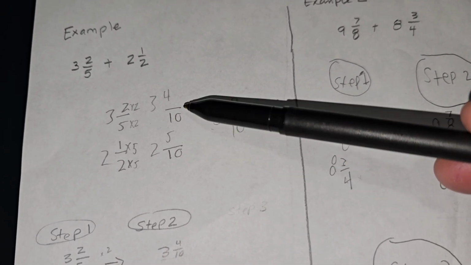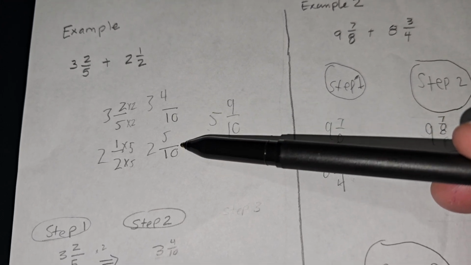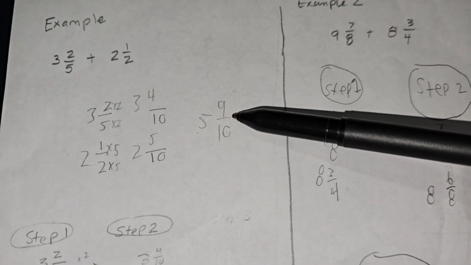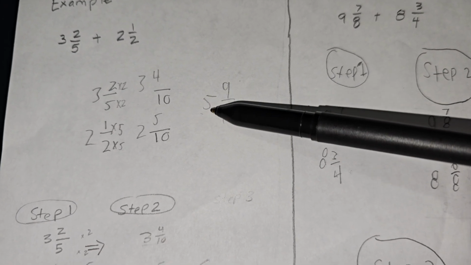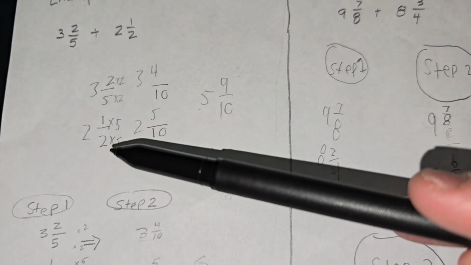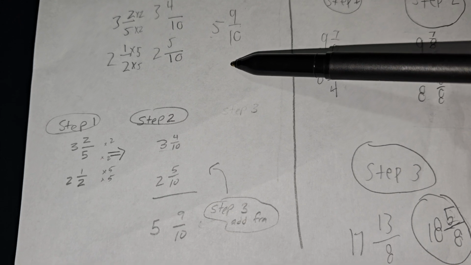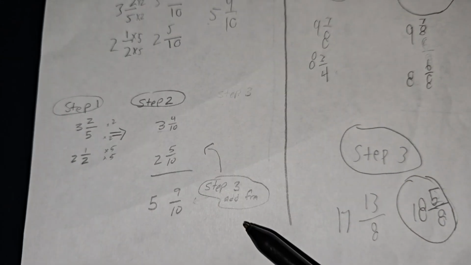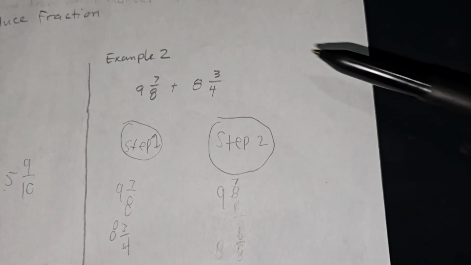So once we get that, now we can add the numerators 4 and 5 to get 9. Then we add the whole number, which is 5. 3 and 2 makes 5 and 9/10. So that is how we get the answer. Okay, so that is just us going over the steps there. Let's look at another example.